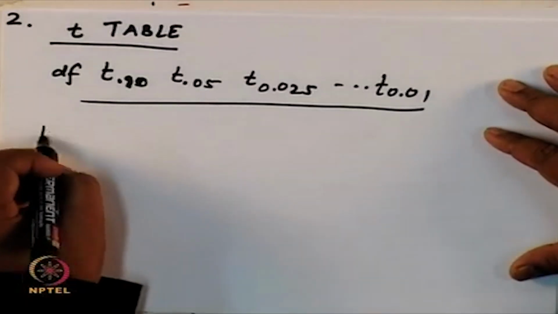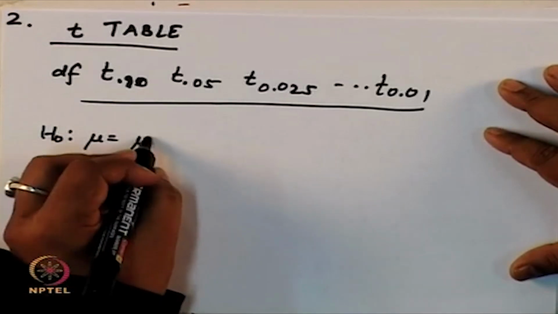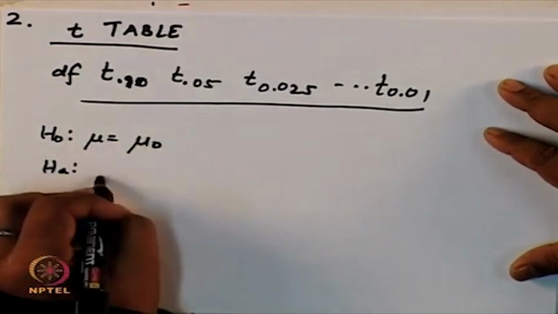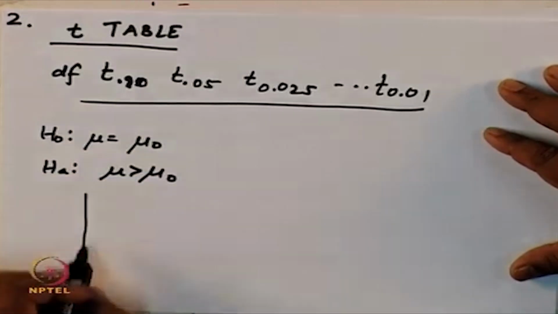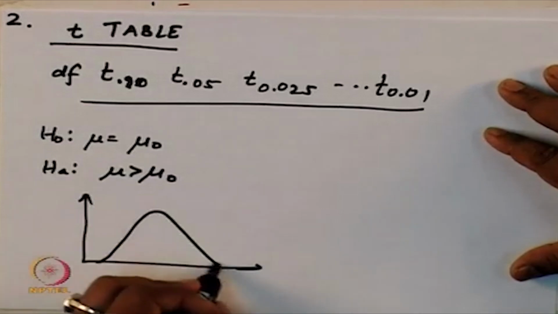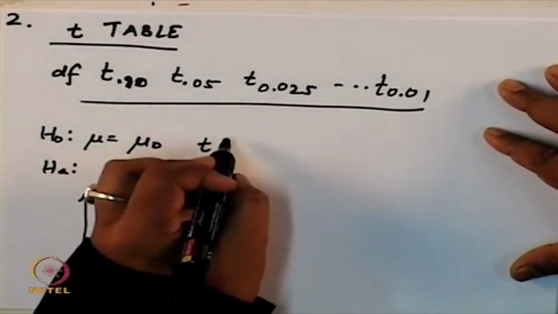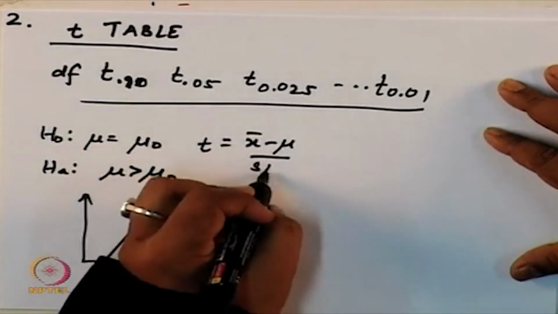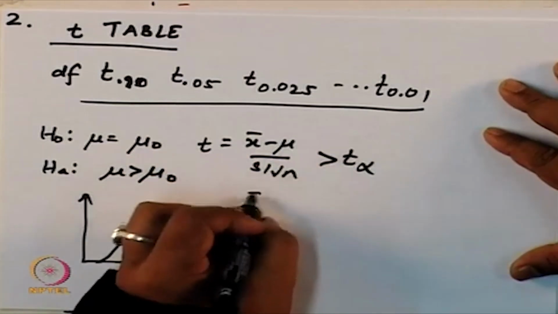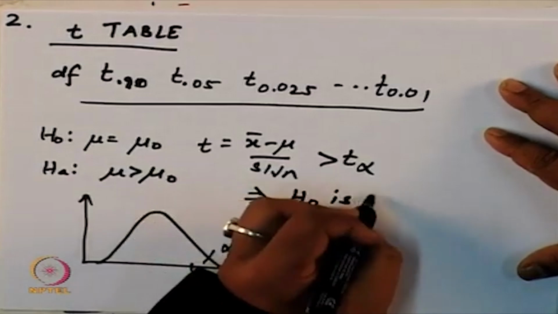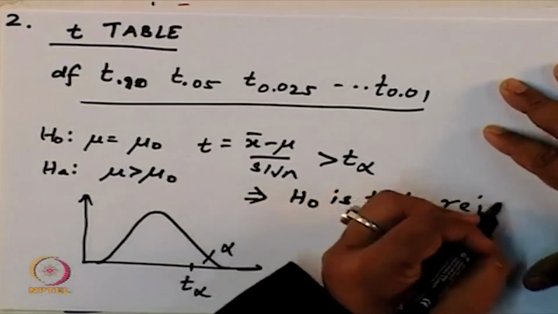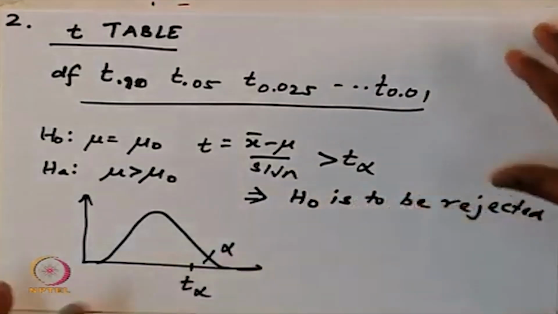So, for a t test your hypothesis is mu equal to mu naught, and let us say your alternate hypothesis is mu is greater than mu naught. For a given value of alpha, you calculate t of alpha, and if your t value, x bar minus mu by s by root n, is greater than t alpha, this implies that H naught is to be rejected. So, t is used for small samples, estimating the population mean or differences in population means.